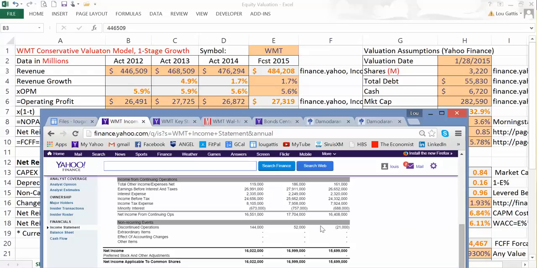$26.8 billion, 27.7 billion, and 26.491 billion.